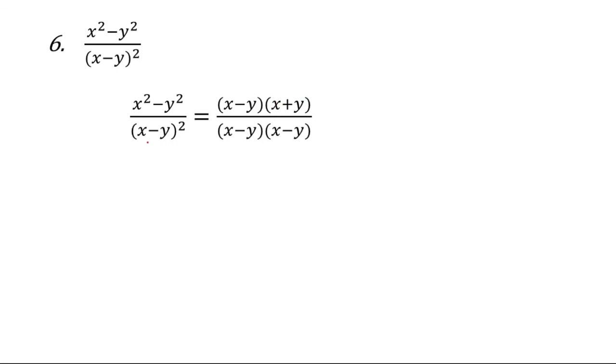We also know from indices that x minus y all squared is the same as x minus y in one bracket, x minus y in another bracket. So from here you can see that x minus y is a common factor, so they cancel out. So we now have x plus y over x minus y. Remember, we can't cancel either x or y because they are not common factors, and we can't cancel the whole thing because here is x plus y, here is x minus y, and they are different.